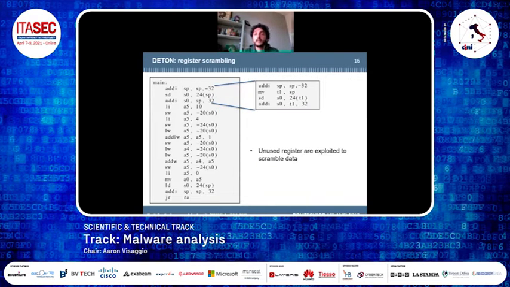And finally, register scrambling means that at a specific point of our code, we scramble the content of the registers. So in this case, for example, we are scrambling the content of the ASCII register into the T1 register. So we are using T1 instead of ASCII. So we are moving information around the registers in the microprocessor.